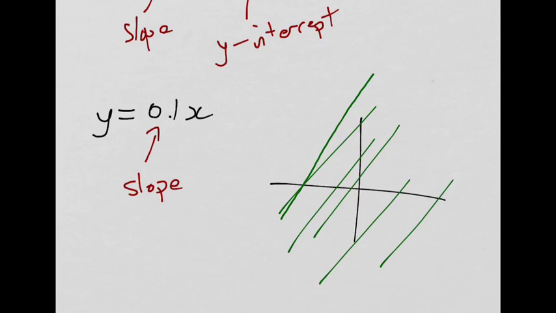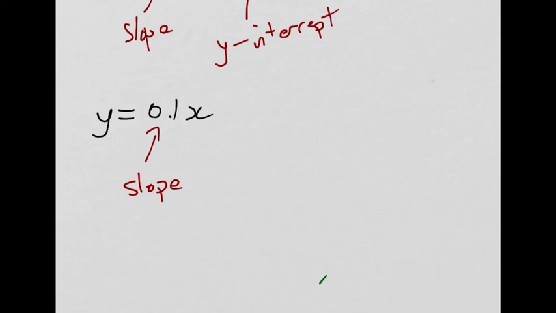What is the value of b? 0. It's not there. Technically, you could go like this. Does that change the equation at all? Mm-hmm. No, you're adding nothing, right? But it does kind of reveal the y-intercept. So it crosses at the origin in this case. Okay, so this would be the y-intercept.